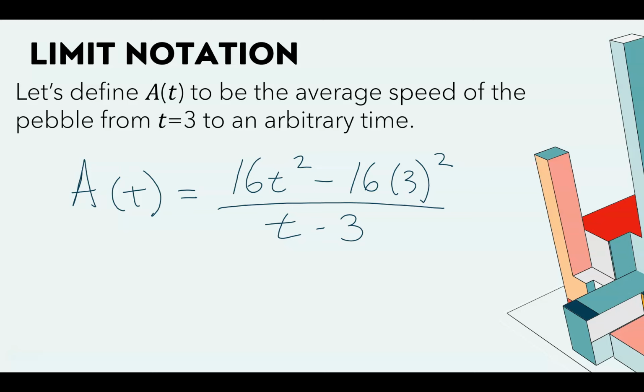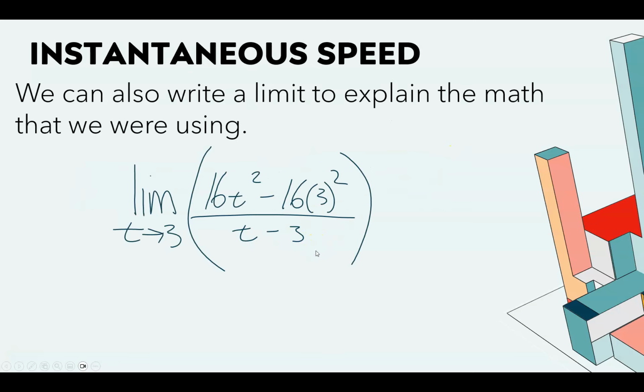All right? So just because we want to get into notation, hopefully you realized those calculations were pretty easy because we did the same calculation over and over. We did 16 times whatever my new time is squared, minus 16 times 3 squared over my new time minus 3. Okay? So if we're writing the limit, what we say is the limit as t approaches 3, that's how we read this, the limit as t approaches 3 of 16t squared minus 16 times 3 squared over t minus 3. And what this means is the entire process we went into.